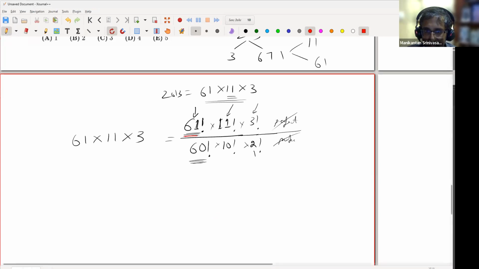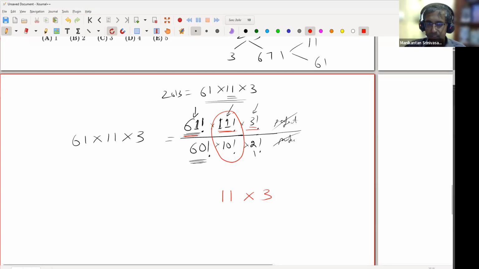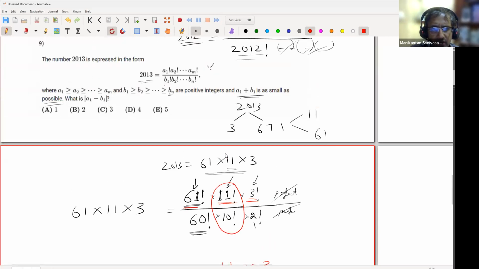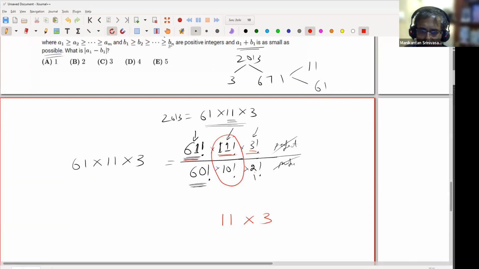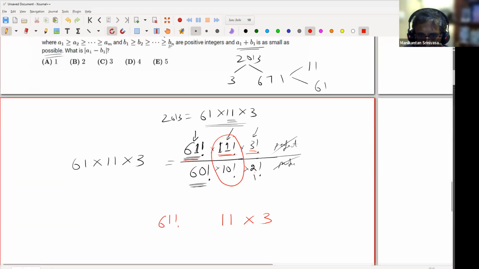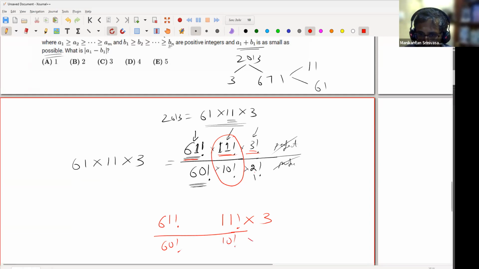Okay, so this 61 factorial, 11 factorial, and 3 factorial. So I have the 11 factorial and the 10 factorial will cancel to give me 11, which is perfect. And the 3 factorial and 2 factorial are cancelling off, which will give me 3. That's also fine. I want the result to be 61 factorial upon 60 factorial. But can I replace? Nothing changes with the 11 factorial and 10 factorial. I'll just leave them as they are. Nothing changes.